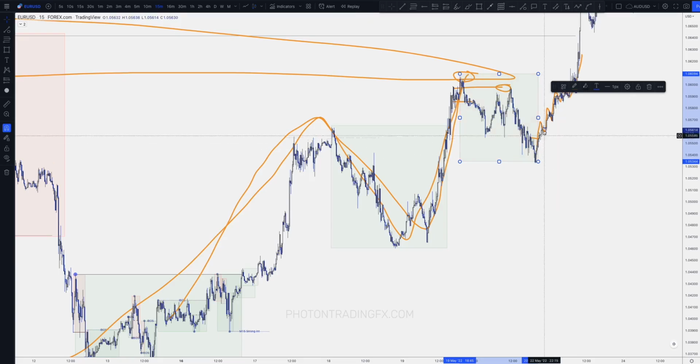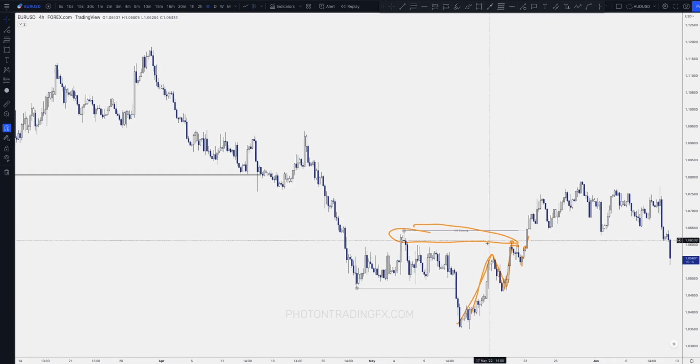And that'll be it. I don't know if that's going to show up on the 4H or not. Let's have a quick look. No, just the drawings did.